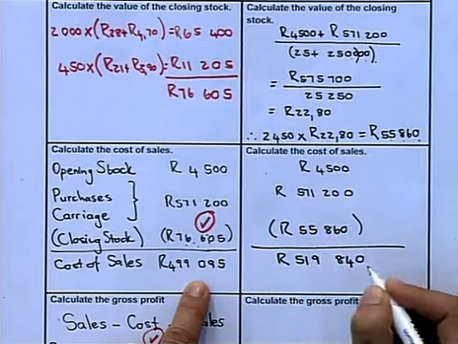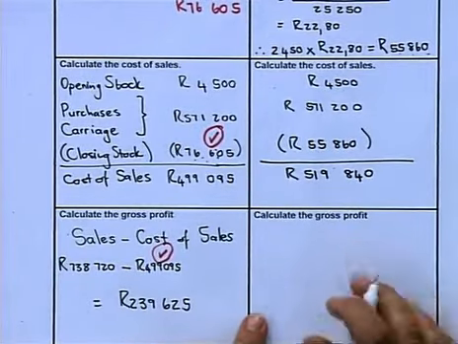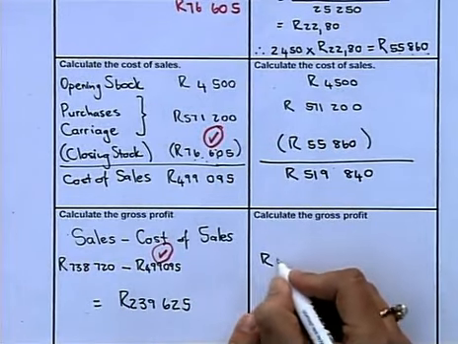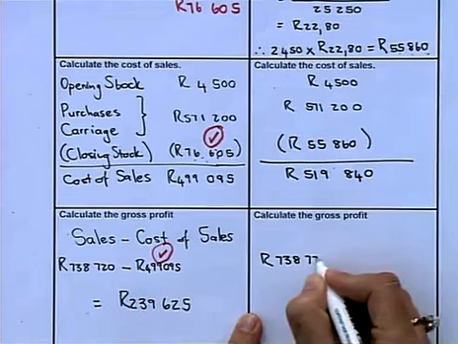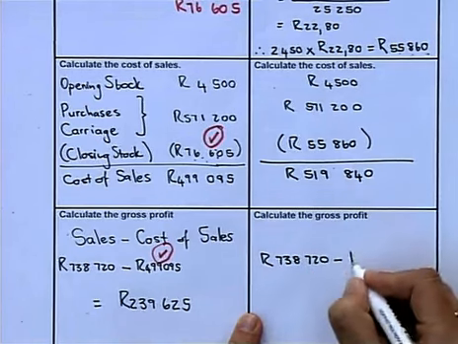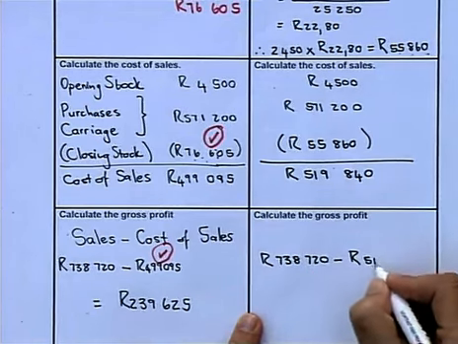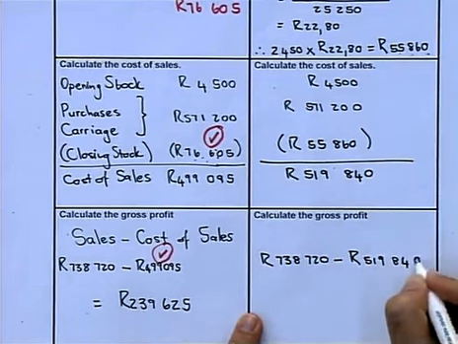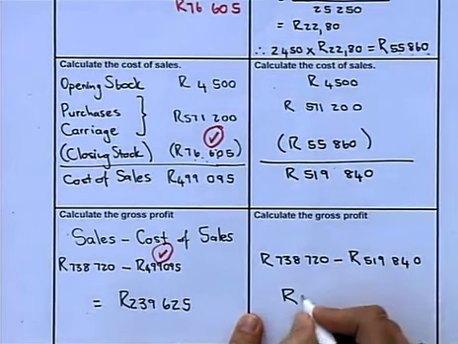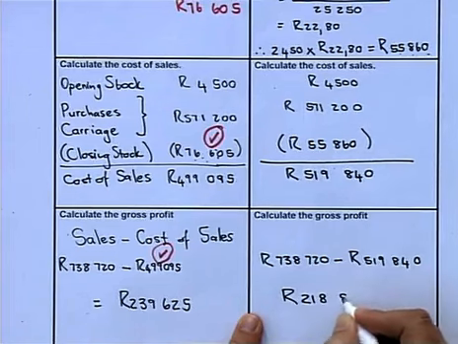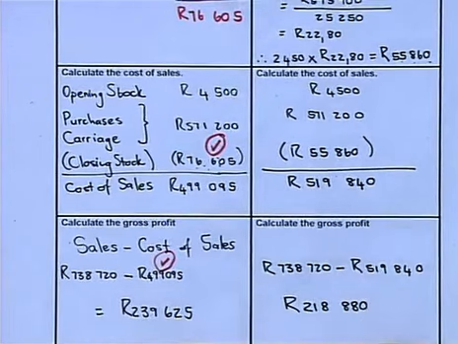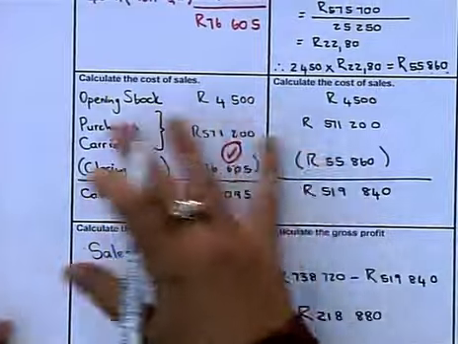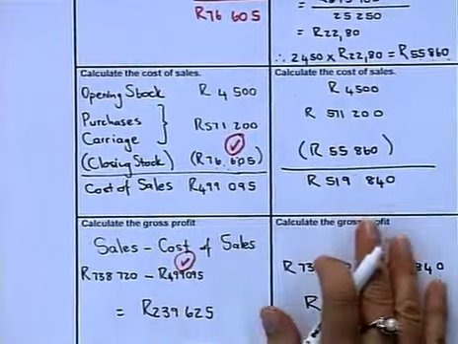and that gives me a cost of sales of, in the end, 519,840. Then calculating gross profit, I'm going to go sales of 738,720 minus cost of sales of 519,840, and that will give me a gross profit of 218,880.